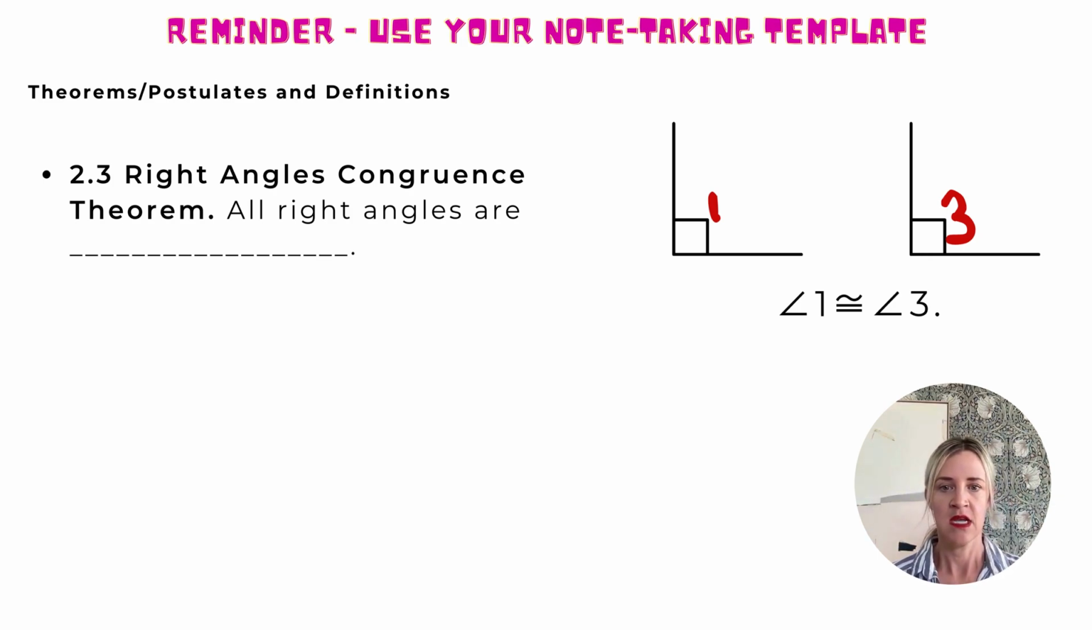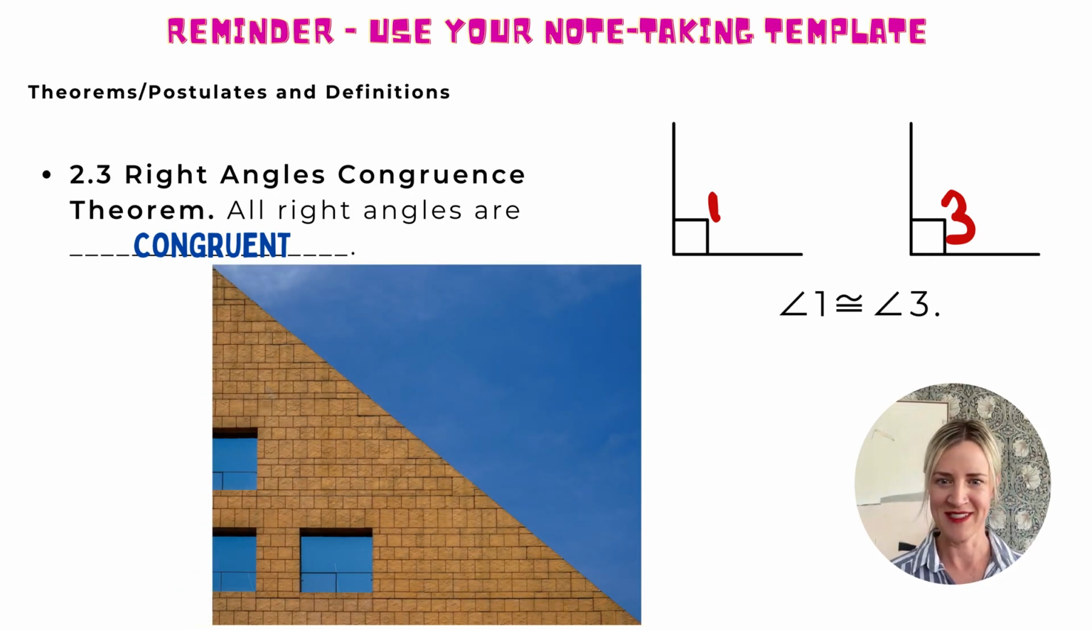The right angles congruence theorem says that all right angles are congruent. So think about that. If it's a right angle, it measures 90 degrees. So any right angle is going to measure 90 degrees, and so thus all right angles are going to be congruent. Check out this visual here. How many right angles do you see?